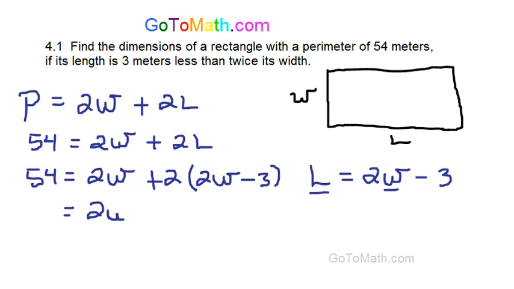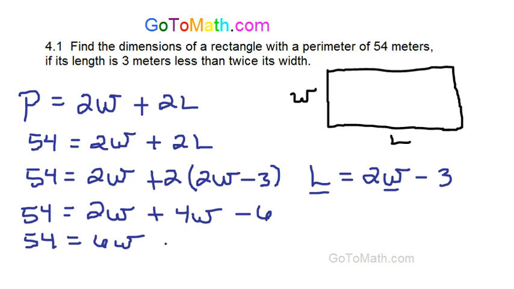So we have 2W plus, distribute this 2 across. So that's going to make that 4W minus 6 is equal to 54. And we'll go ahead and do this again. 54 is equal to, so this is going to be 6W minus 6. Let's go ahead and take the 6 over to the left. So we have 54 minus 6 is equal to 6W.